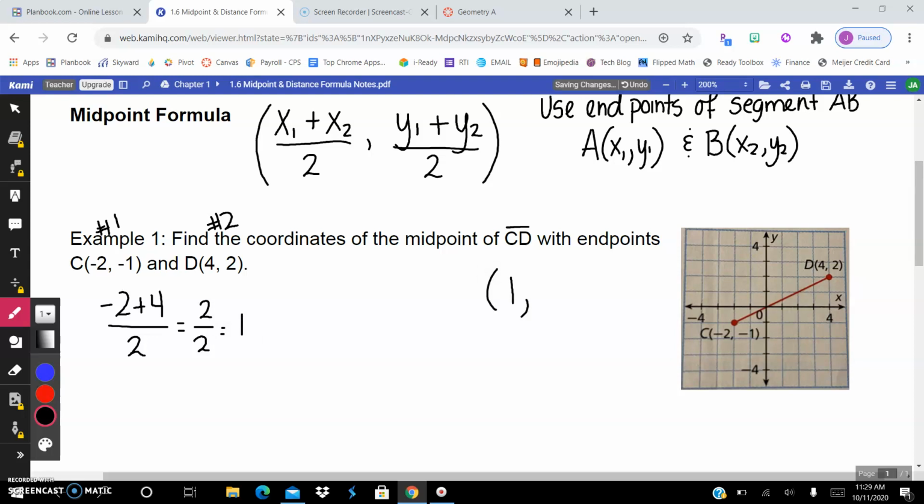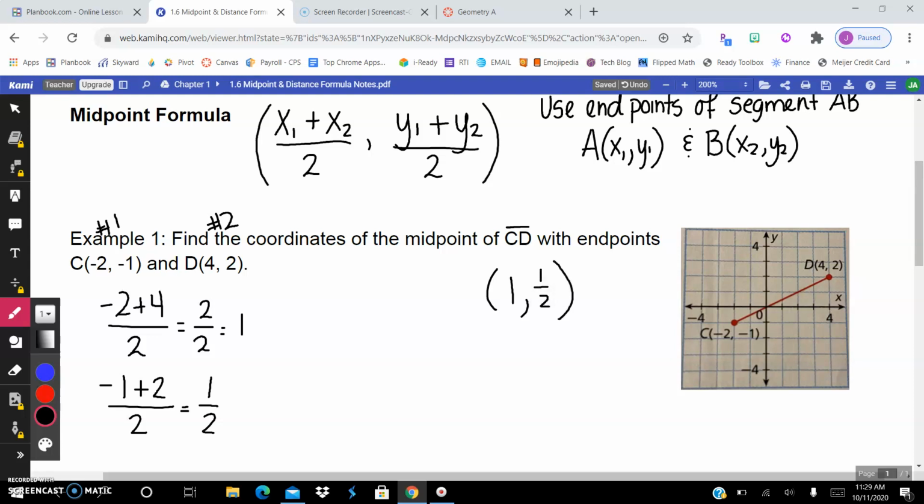So I have the x coordinate of my answer. It is 1. I'm going to write it off to the side in an ordered pair. Now I have to do the y coordinate, which is y1 plus y2 divided by 2. So y from my first point is -1. I'm going to add y from my second point, which is 2, and I'm going to divide that by 2. -1 plus 2 would give me 1, and I have 2 at the bottom. So that coordinate is just 1/2.